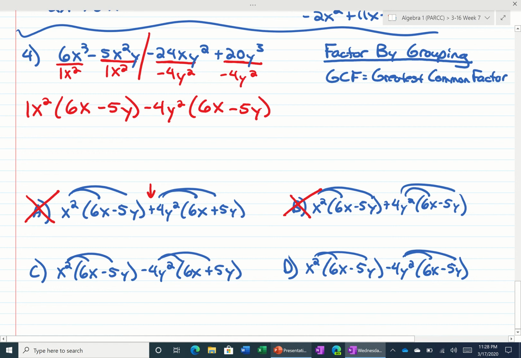Taking a look at the last two options, we have x squared times 6x minus 5y minus 4y squared times 6x plus 5y. The problem is that both of these are negative. This is what's going to be another greatest common factor between the terms, and if you factor correctly, they're going to be exactly the same. C does not have them exactly the same, but D does. That's why D is our correct answer.